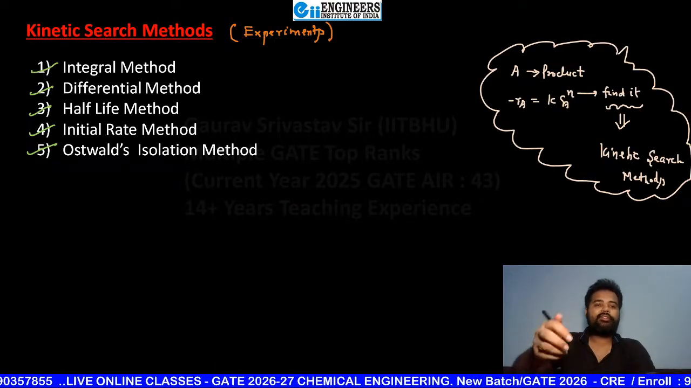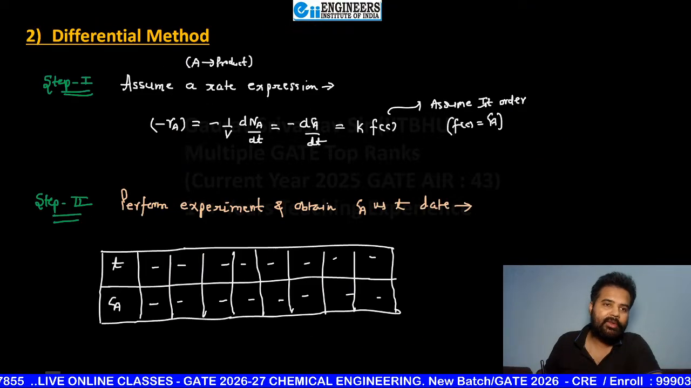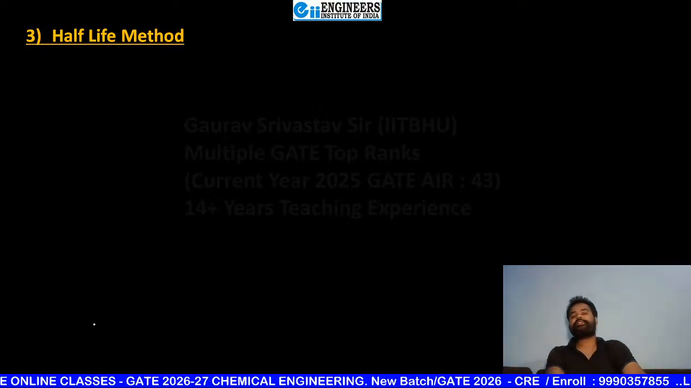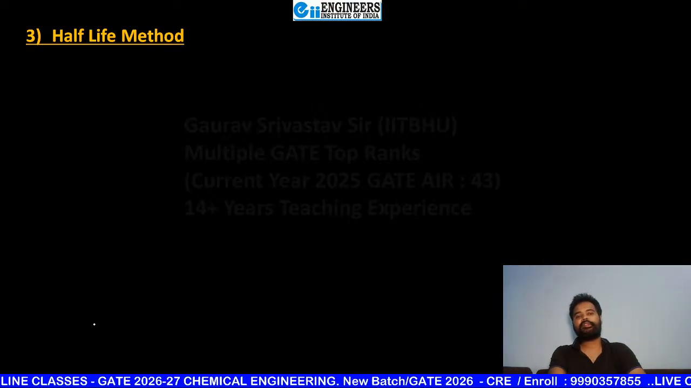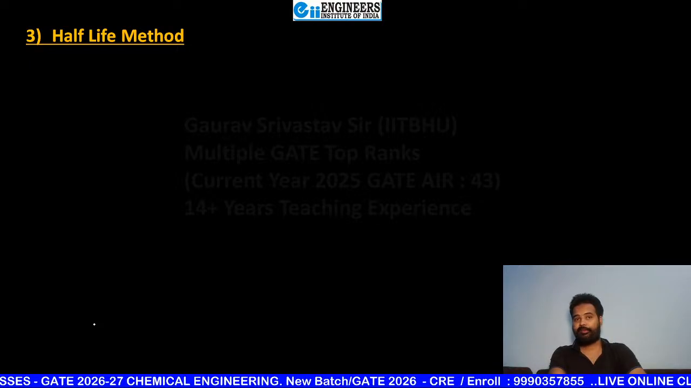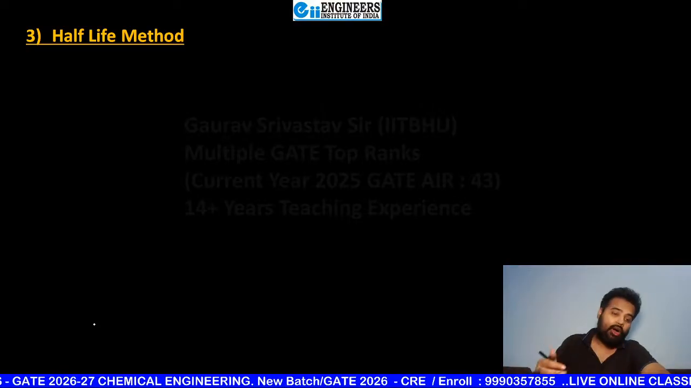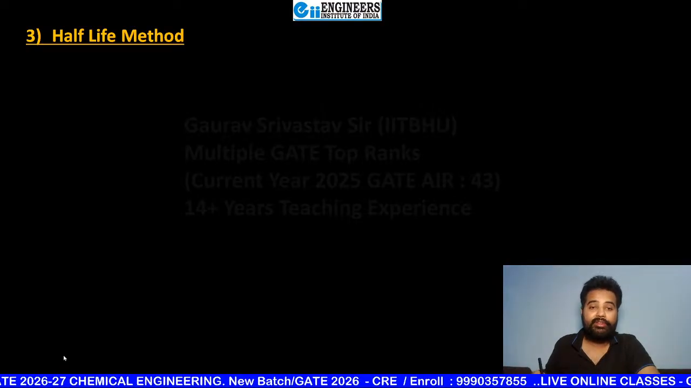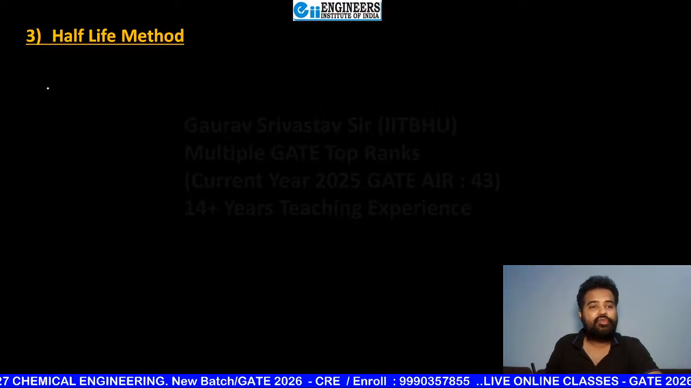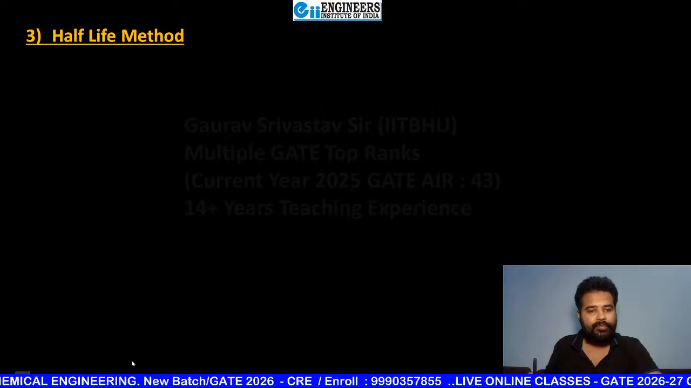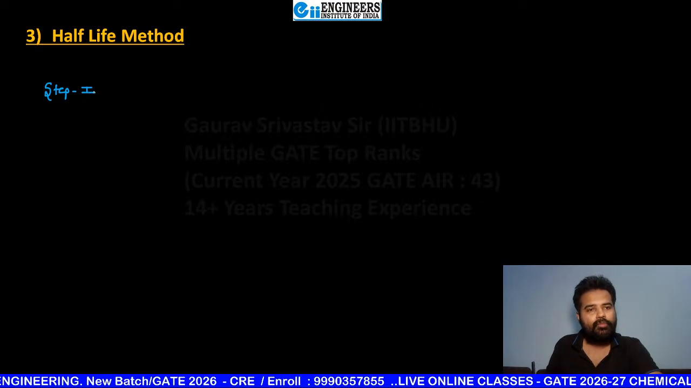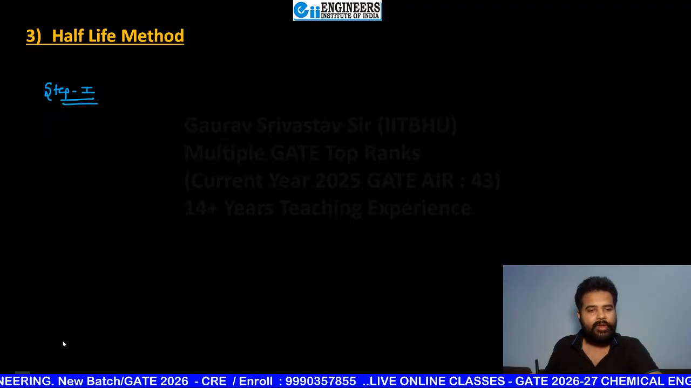Third one, half-life method. The first two are completed. Now for the third one, please write half-life method. As the name suggests, half-life, that means here you are going to use the half-life technique. Now, how to use it? Again, it is very easy, just like the first and second case. Here again you have to assume a rate expression. So step number one: assume a rate expression.